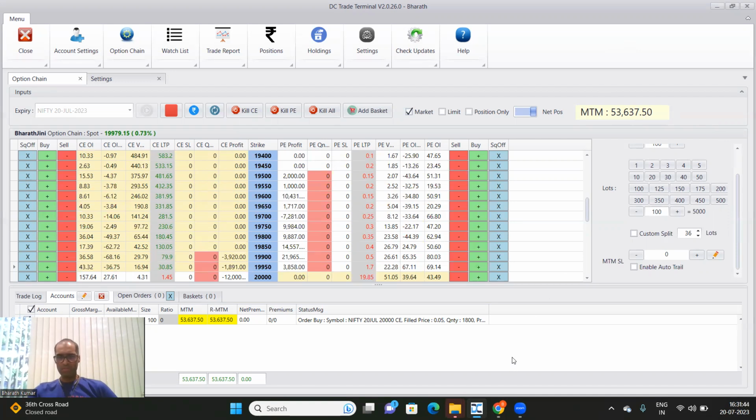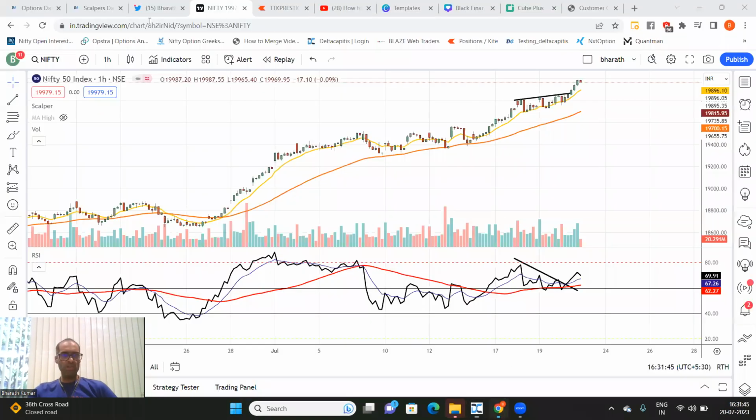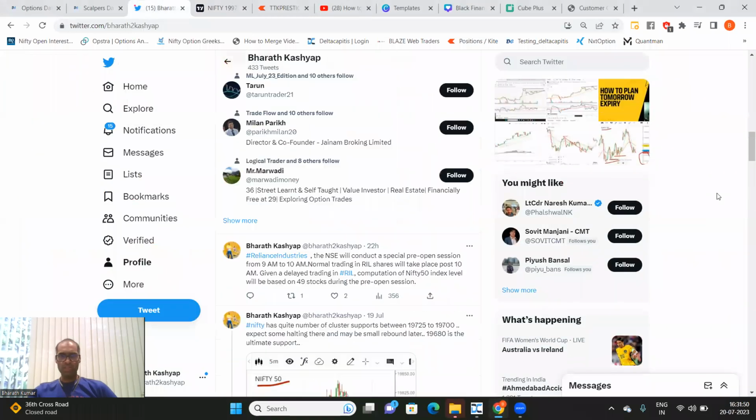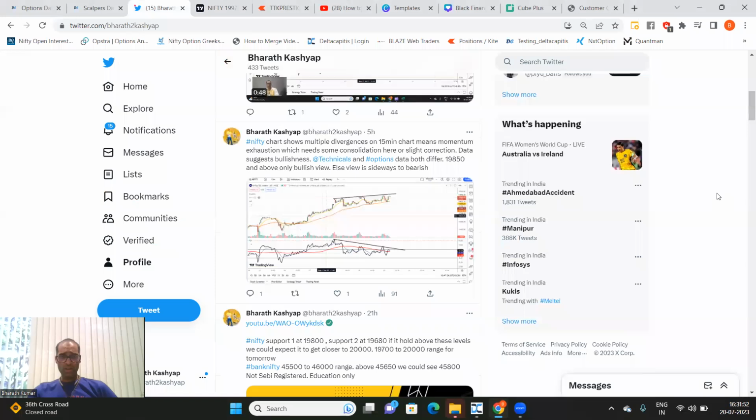Pretty simple. If you see my tweet from this morning on the Nifty chart, this is a Nifty update I gave. The Nifty chart made multiple bearish divergences on the 15-minute chart, which means momentum exhaustion was there. The data was actually bullish. So technicals and options were slightly differing.